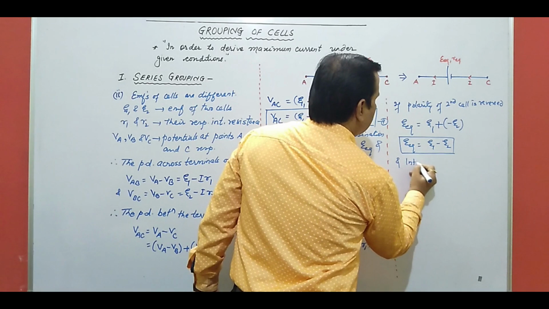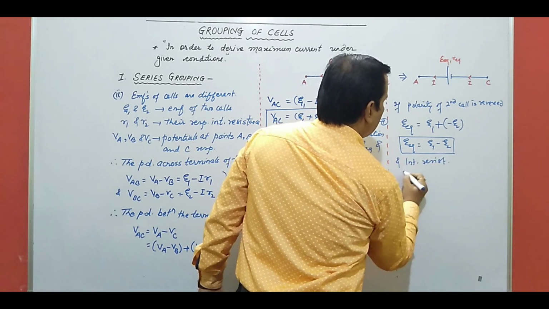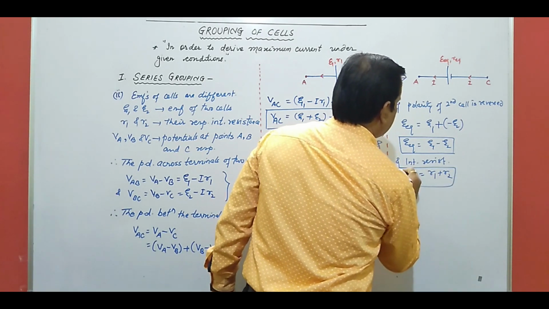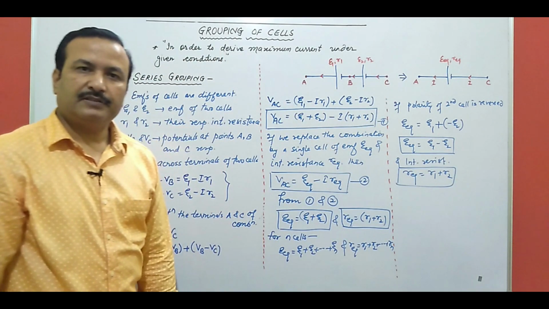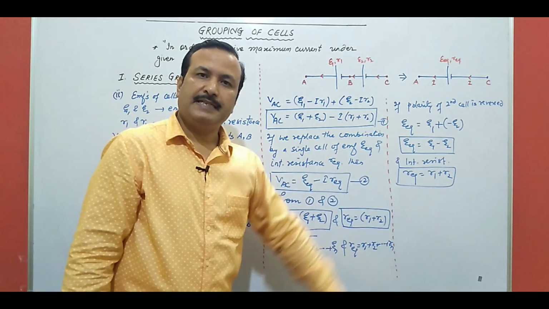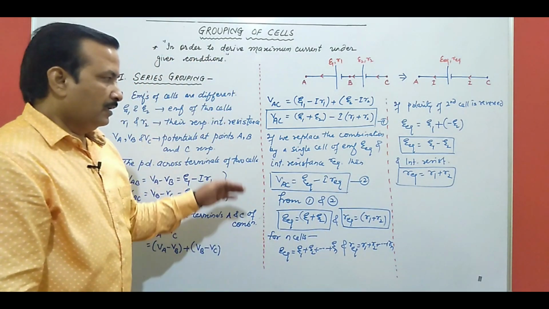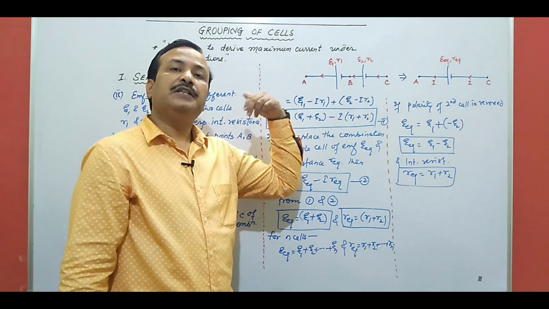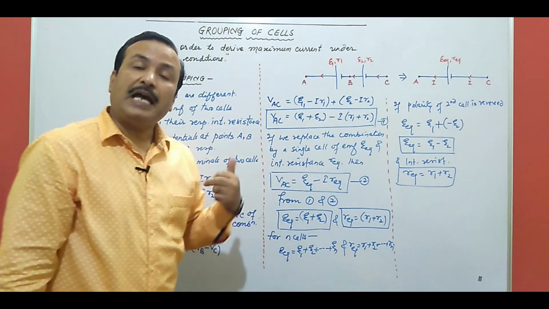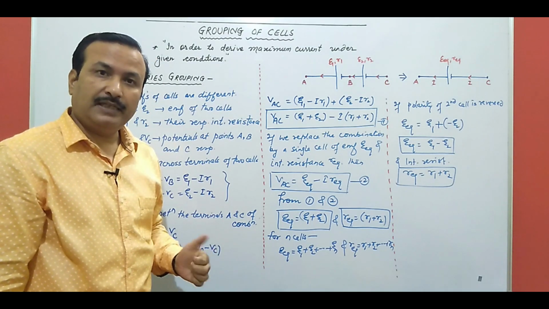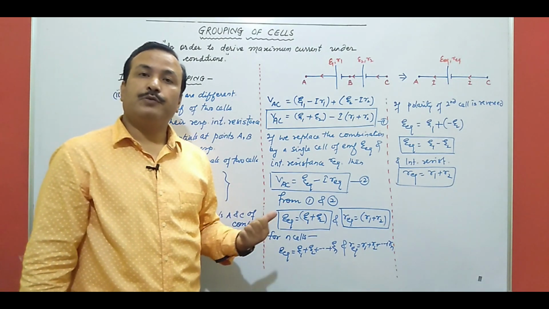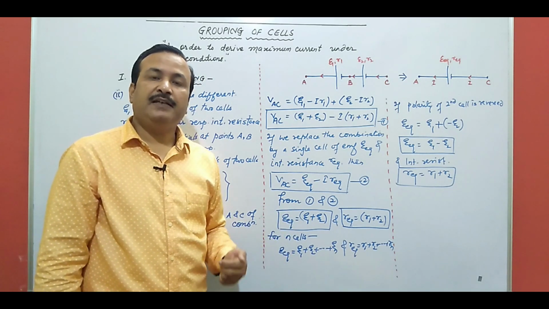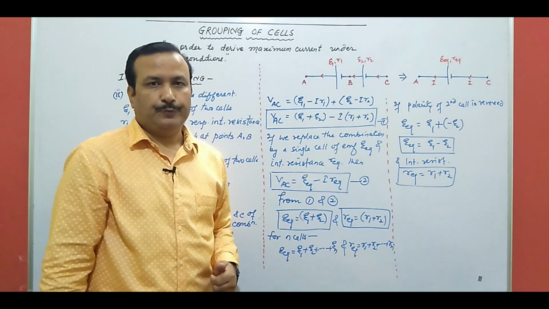And internal resistance R equivalent will be equal to R1 plus R2. There will not be any change in the equivalent internal resistance of the cell. Okay. This is how we have solved when the two cells are connected in series with different EMFs. There is another way of solving this, that is by using Kirchhoff's rules. Okay, that I will explain to you after explaining Kirchhoff's rules in the next video.